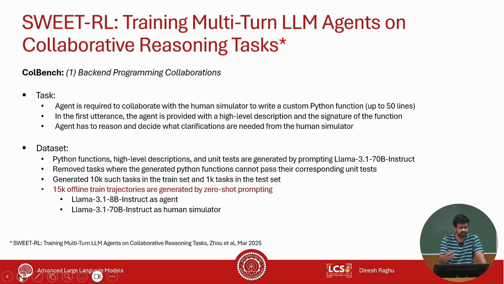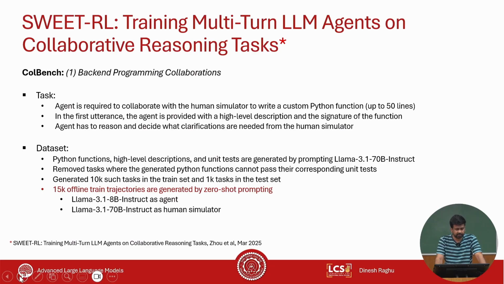So now after you give the first user utterance, the 8 billion model will try to solve it, right? It will ask for some information back. So now the 70 billion model has access to the code. It will look at the code and then it will respond back to the agent, and it keeps on going. And they have a certain limit of, I think, 10 or 15 turns, and if it doesn't solve it by then, they will consider it to be done, right? And now with that, they generated 15K trajectories, right?